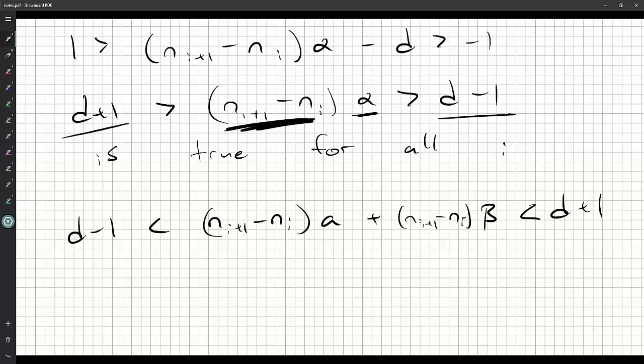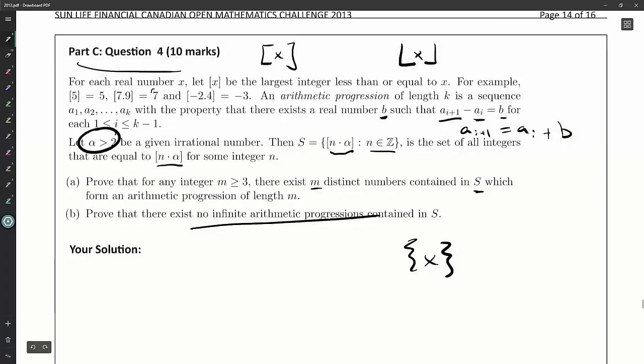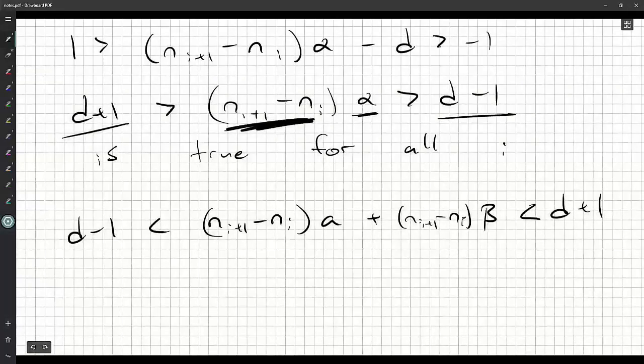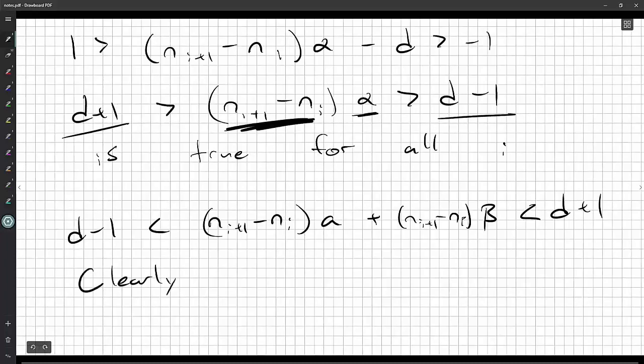Oh, wait, no, because alpha is greater than 2. Right? So we might actually have to use that fact. I thought it was kind of odd that they gave us alpha greater than 2 as an irrational number, because really any irrational number should have worked for the first part, but maybe now is when we use alpha greater than 2. So I would say something like, clearly, n_{i+1} is not equal to n_i, because then that's not an arithmetic sequence.